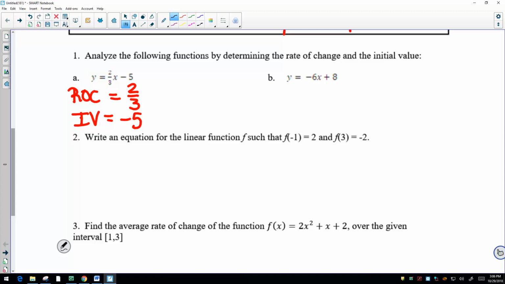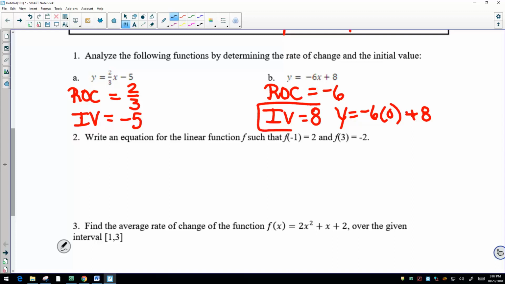Okay, same thing over here for letter B. Your rate of change, that's your slope. So I can look here and say rate of change is -6. That initial value, again, that whole idea of your starting point. So if we had to do it algebraically, you could plug in 0 for x, and you'd be able to find your y-intercept is 8. So I can say your initial value here is 8.